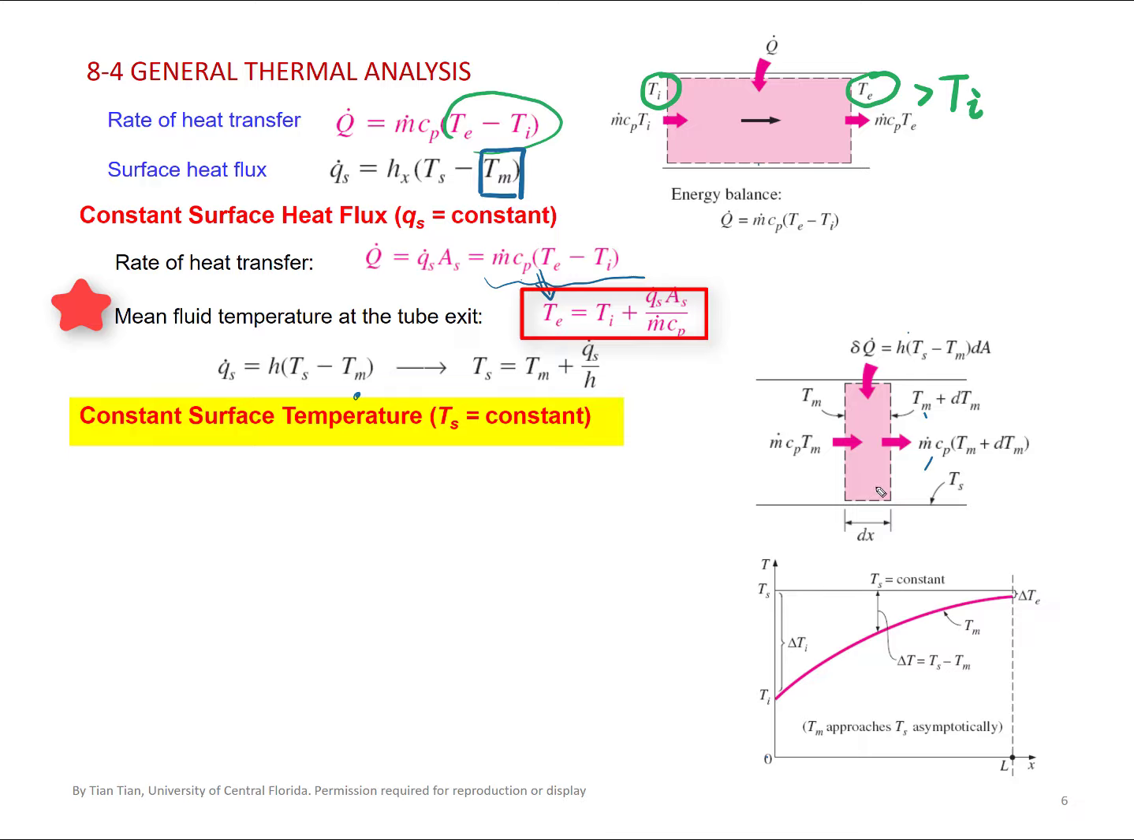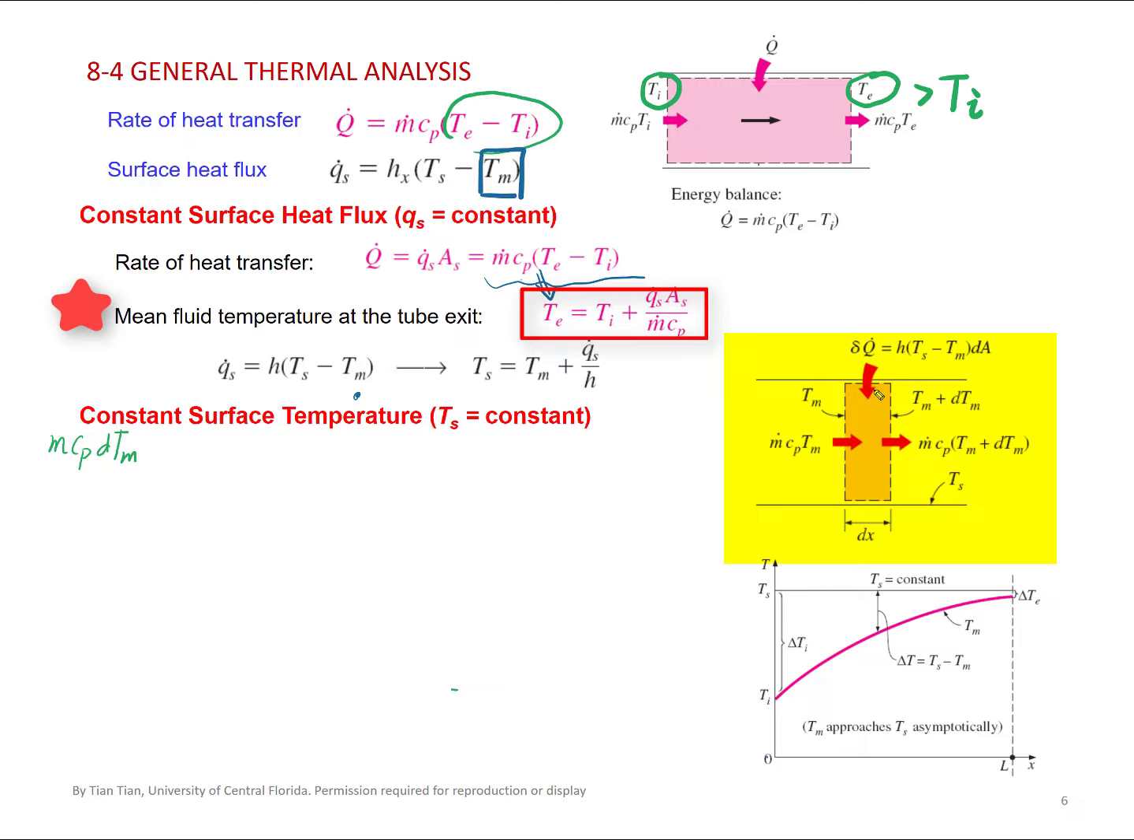Let's consider this differential volume. Temperature on the left of the differential volume is Tm. Temperature on the right of the differential control volume is Tm plus dTm. So the temperature change experienced by the differential control volume is dTm. Multiply this by Cp and m, we find the energy change of this differential control volume.